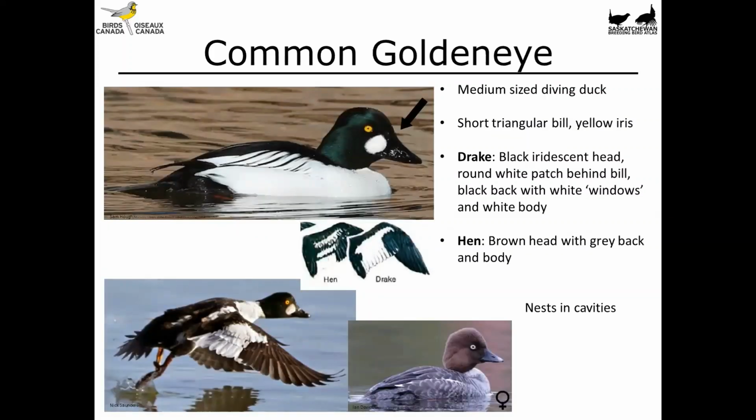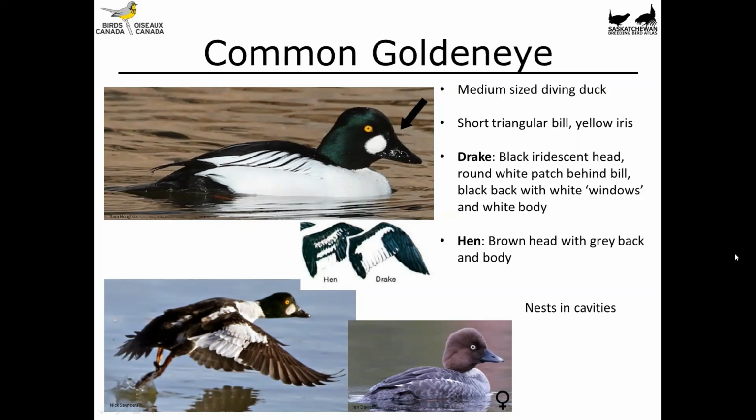The next diver is the common goldeneye. This is a medium-sized diver that's about the same size as the lesser Scaup. It has a short triangular bill and this yellow iris in its eye. The drakes have this black iridescent head and a round white patch behind the bill. They have a black back with white windows and a white body. This is the white windows on the back.